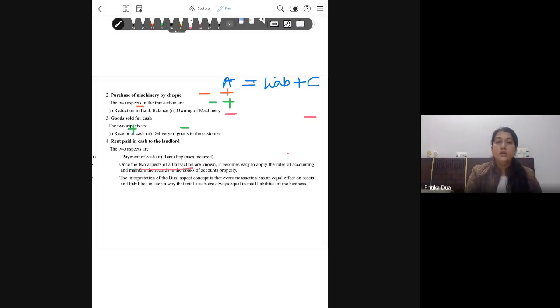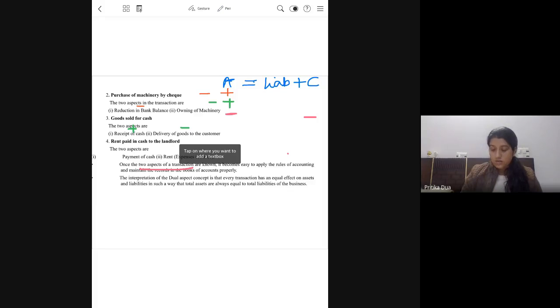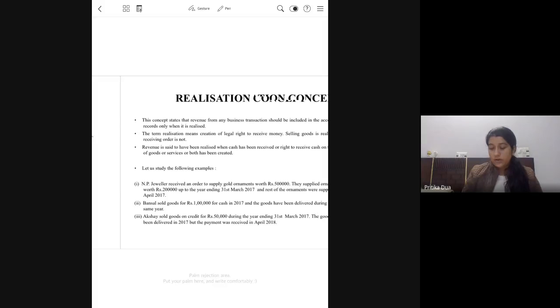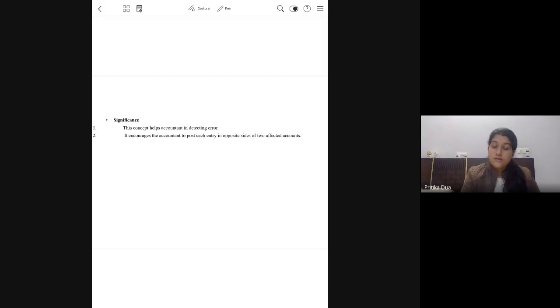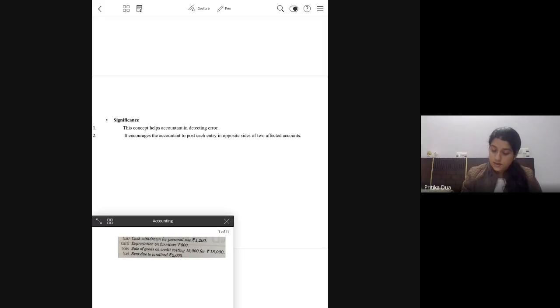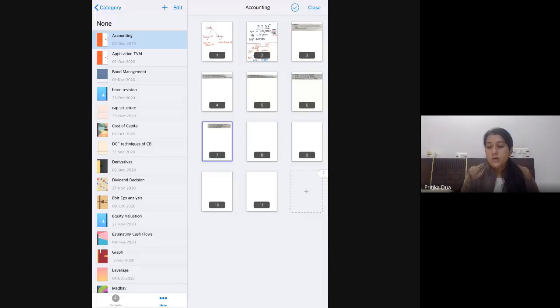So interpretation of dual aspect concept is that every time there's a transaction, at the end when we tally both left hand side and right hand side, they should be equal. Okay, now what is the significance of this concept? It helps in detecting error, and you see that each entry in opposite sides of two, minimum of two affected accounts. So what we'll do is we'll move to a question which will clarify all your doubts.